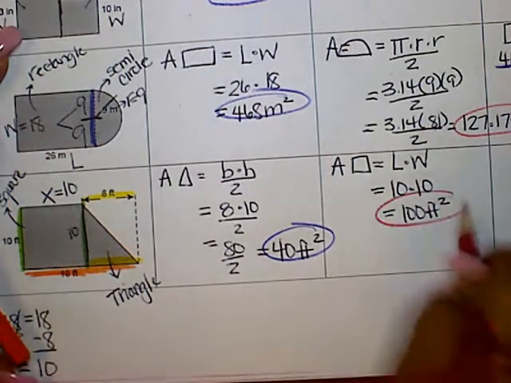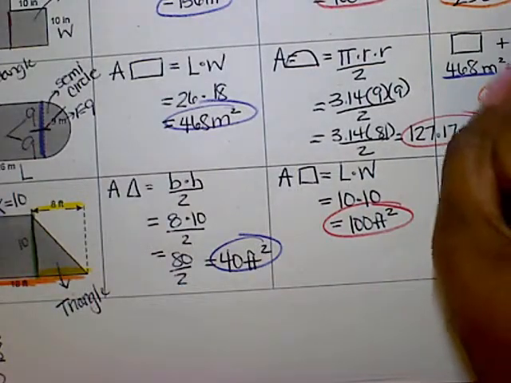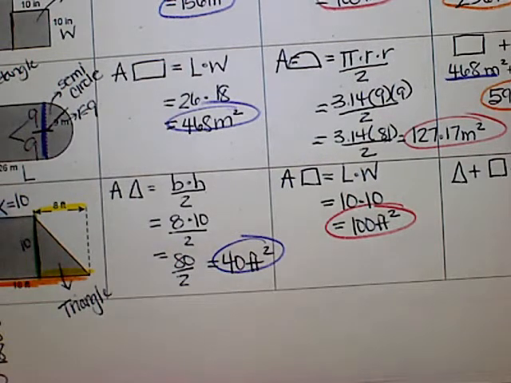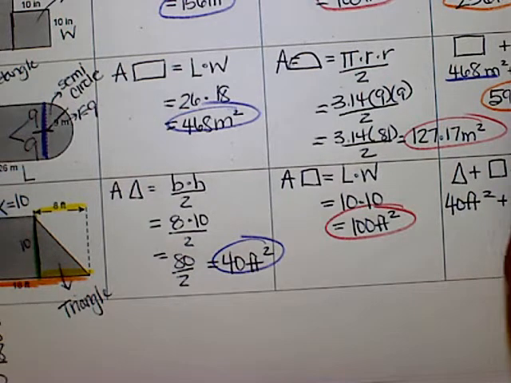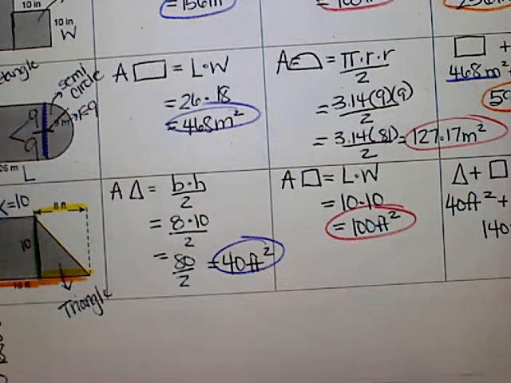And so now we can actually add these up to find our total. So it's going to be triangle plus square equals total. So our triangle is 40 feet squared plus our square 100 feet squared, and that is just going to be a total of 140 feet squared.